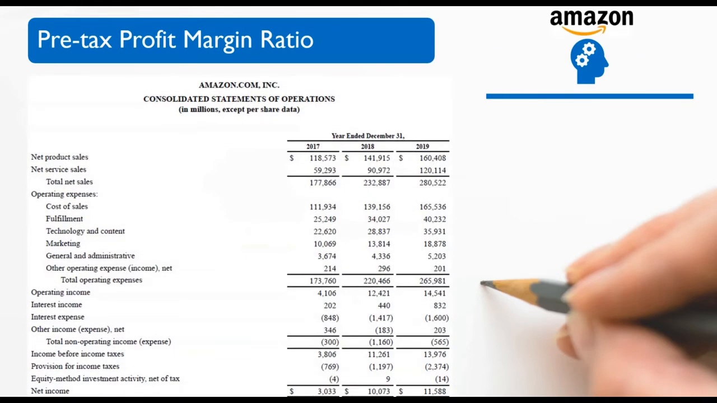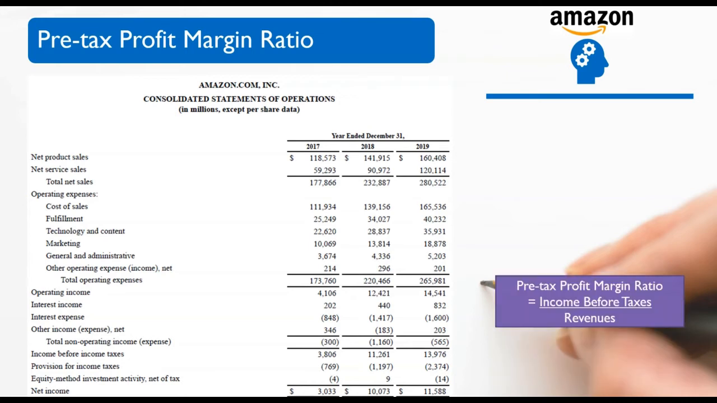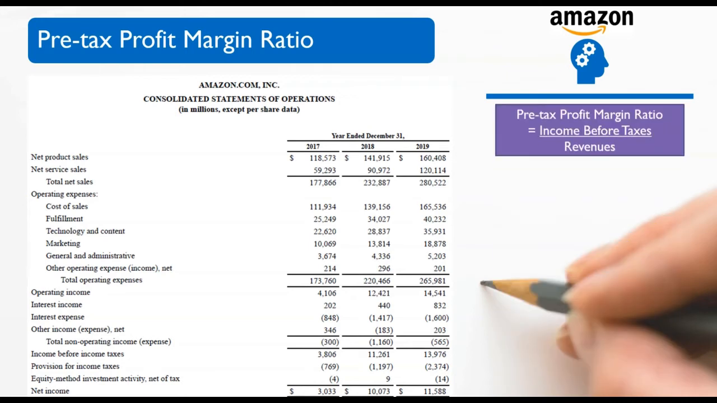Now on this slide, we will calculate the pre-tax profit margin ratio for Amazon. So what is the pre-tax profit margin ratio? This is used to measure the operating efficiency of a company before deducting taxes. The ratio tells us how many cents of profit the business has made for each dollar of sale. This is a useful ratio to compare companies operating in the same sector.